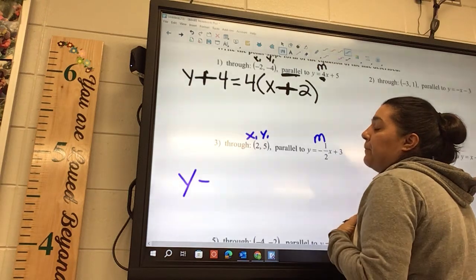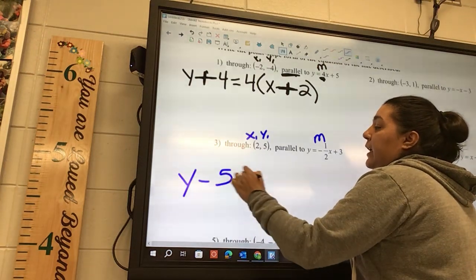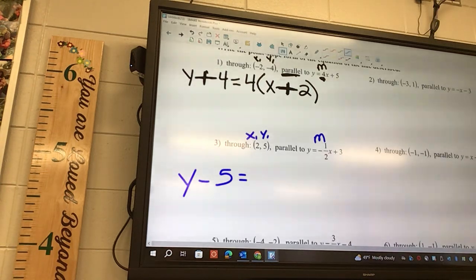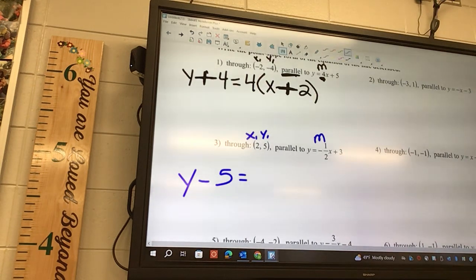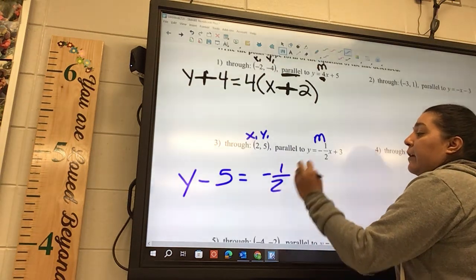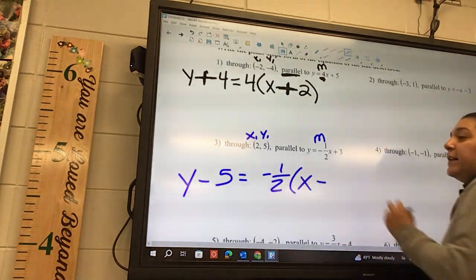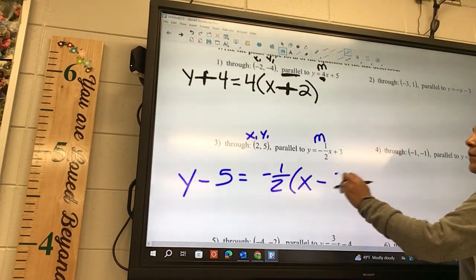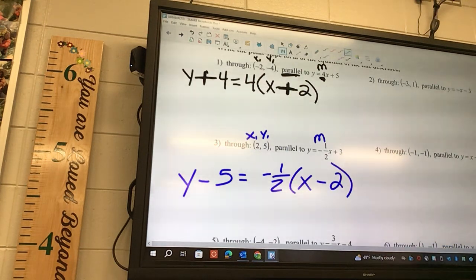What's my y1? 5 equals, okay, they want parallel to my m. So what was my m? Negative 1/2. What should my new m be? Negative 1/2. Parallel means exactly the same. So negative 1/2, parenthesis, x minus, what is my x1? 2. Okay, and then we check, do we have any minuses? No, so this one is done.